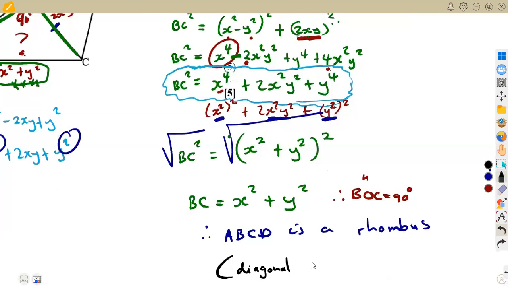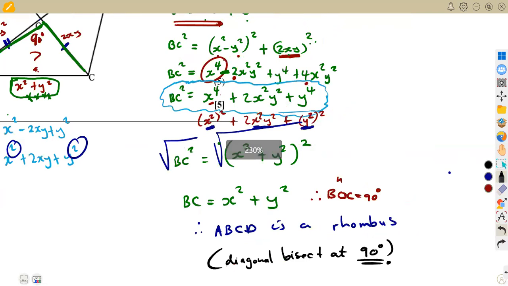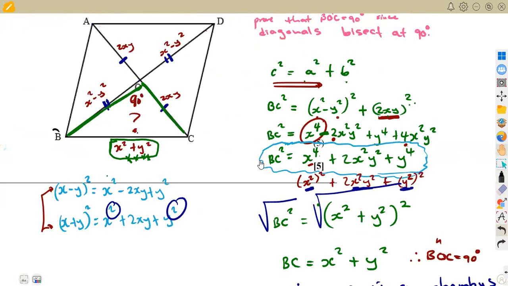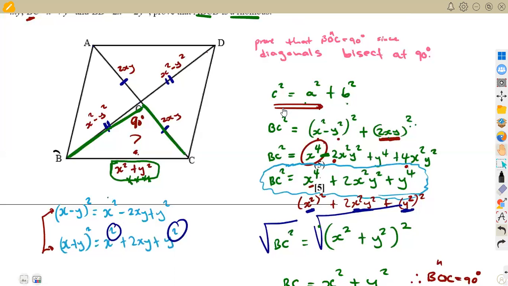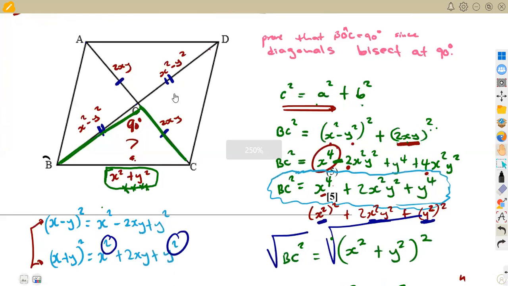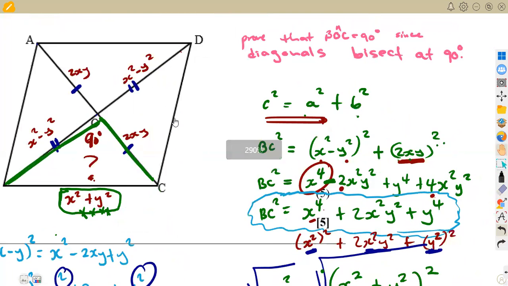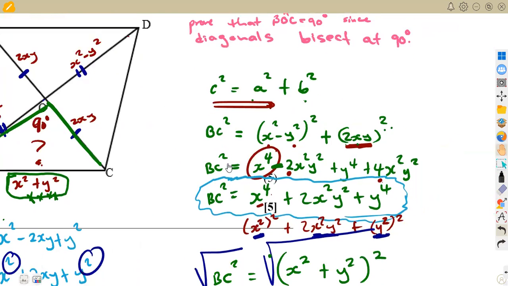Diagonals bisect at what? At 90 degrees. So that gives us a guarantee to say that there is no way this is just a parallelogram. It is because of that concept of knowing the properties, like I was explaining, that you need to know the properties in order to prove anything. You must know the properties by heart.